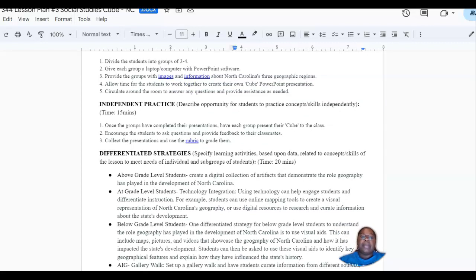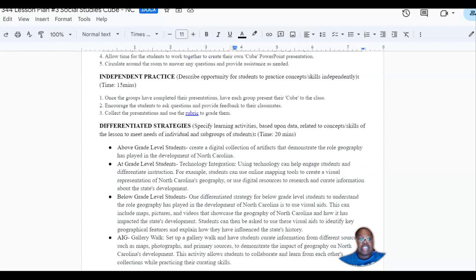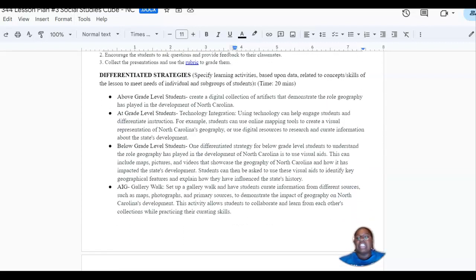Next, we're going to move on to the independent practice. So the groups will be able to present. This is where, instead of doing independent practice, each group will present the cube to the class. Throughout, while they are presenting to the class, we're going to be taking notes. Each group that's sitting down watching is going to take notes, because I do want them to ask questions, and the group that's presenting, I want them to provide feedback just to make sure that each child understood what we discussed today, what the concept of this lesson was.